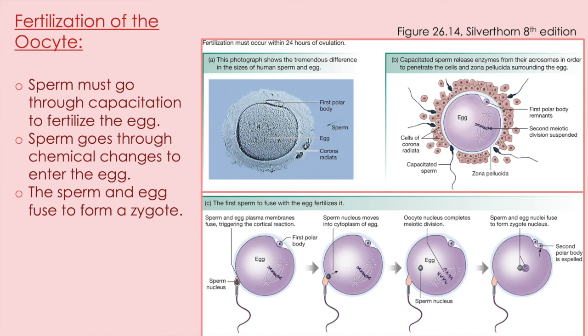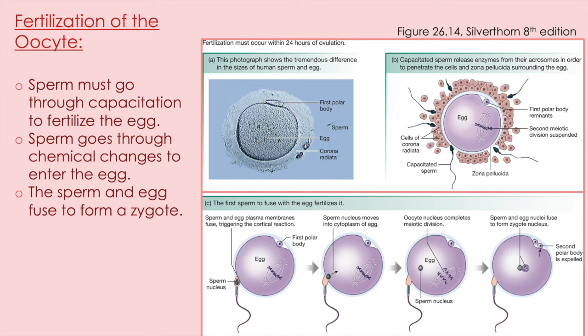The fusion of the sperm and the egg triggers a chemical reaction called the cortical reaction that disregards the other sperm. In this reaction, membrane-bound cortical granules in the peripheral cytoplasm of the egg release their contents into the space just outside the egg membrane. These chemicals rapidly change the membrane and surrounding zona pellucida to prevent more than one sperm from fertilizing the egg.